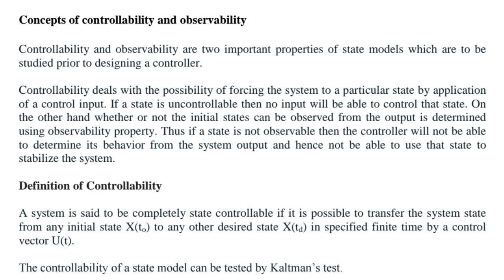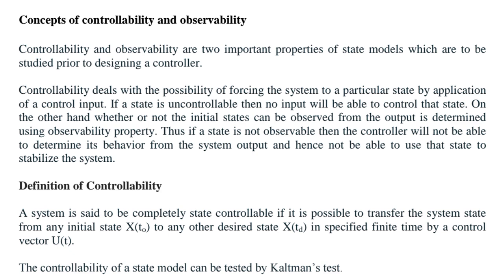On the other hand, whether or not the initial states can be observed from the output is determined using the observability property. Thus, if a state is not observable, then the controller will not be able to determine its behavior from the system output, and hence will not be able to use that state to stabilize the system.